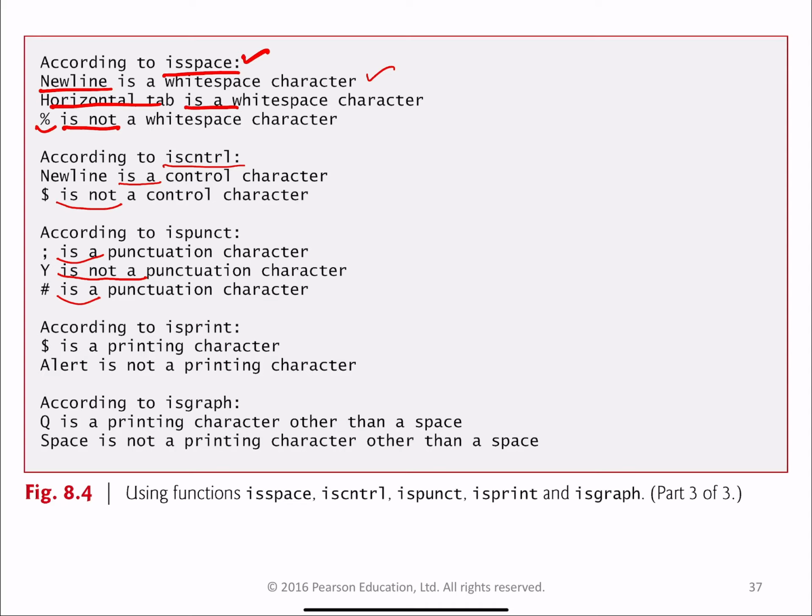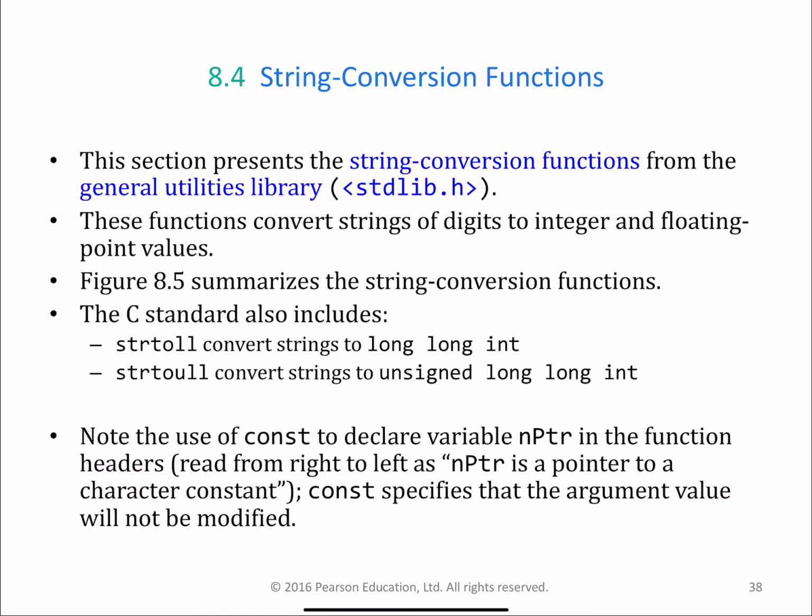Is print. Dollar is a printing character. We can see that on screen. Alert /a is not. That's the one that gave us that bing, that alert beep on the computer. Is graph. Q is a printing character. Space is not a printing character other than space.